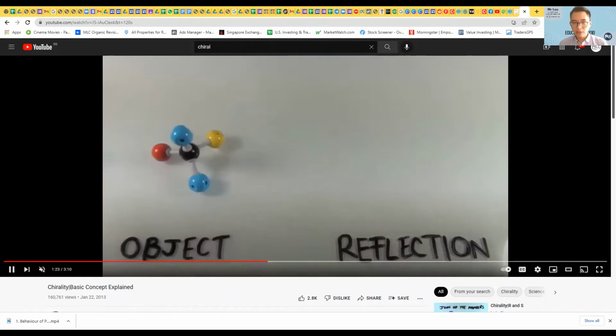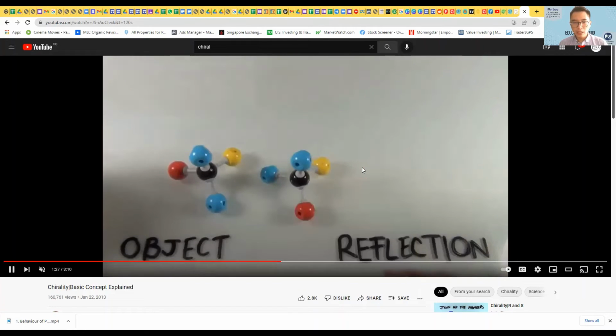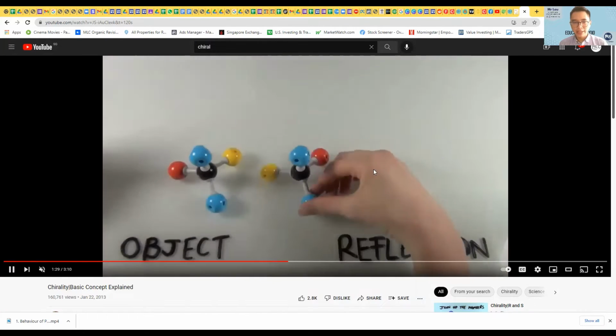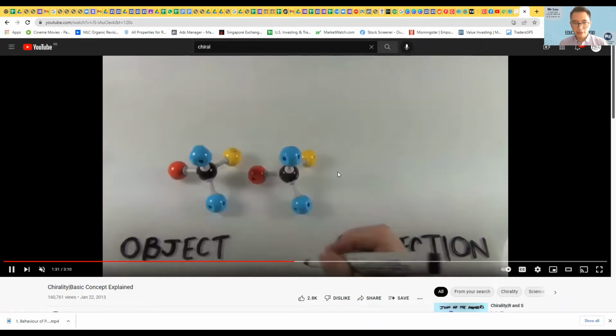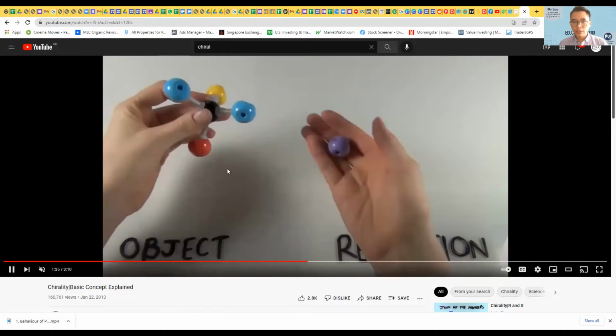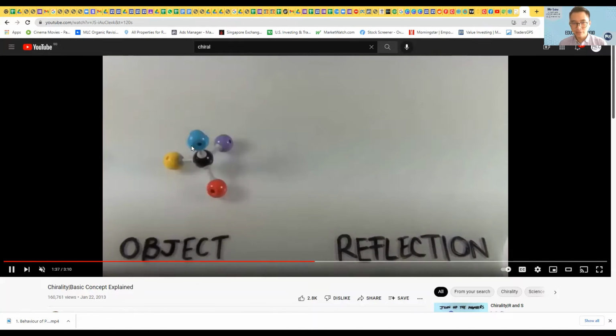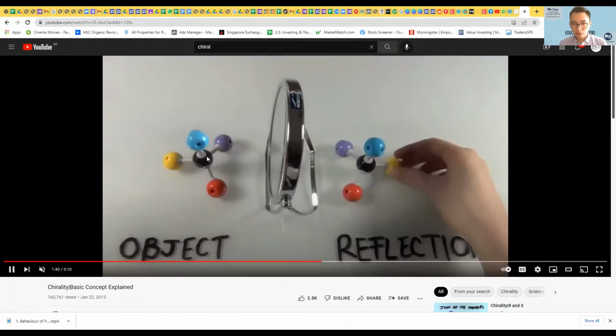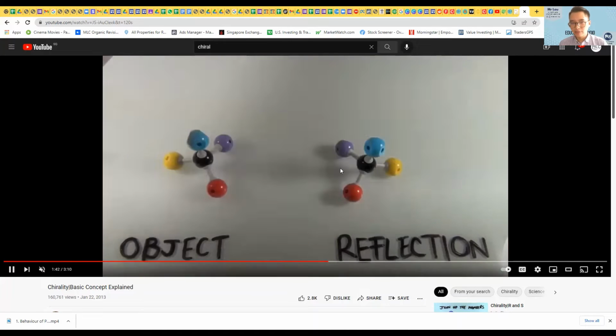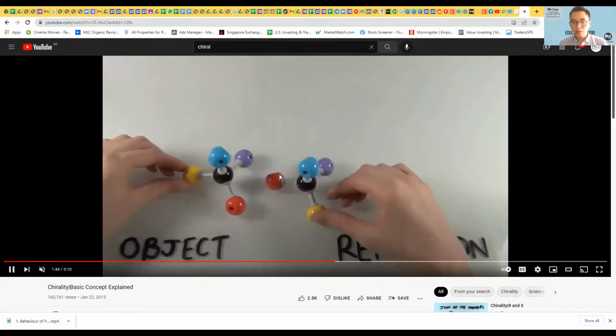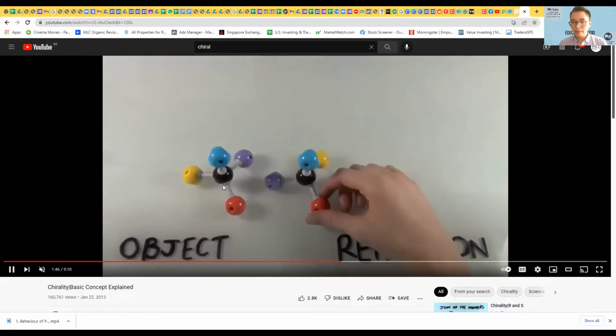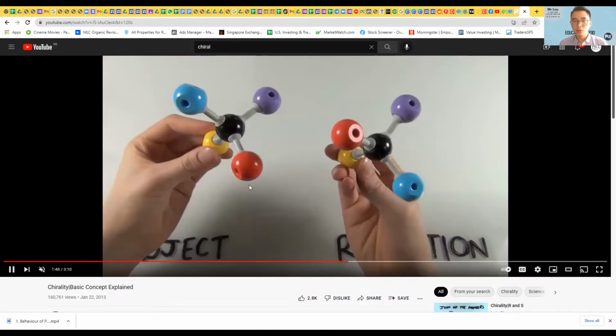Now, what happens when three groups are different? When three groups are different, this is the reflection. You can still turn it in such a way where they can be identical. Okay, so these are still identical. Now, chirality only occurs when you have all four groups that are different. So if you look at it, this structure has four groups that are different. This is the reflection. No matter how you rotate or how you turn it, you cannot make them to be identical. They cannot be superimposed on each other.